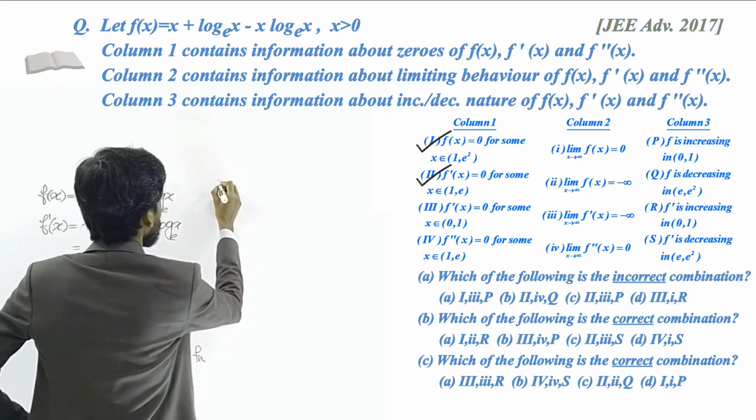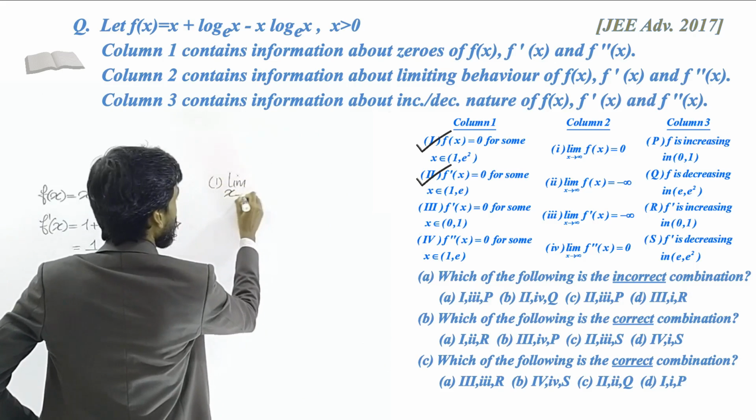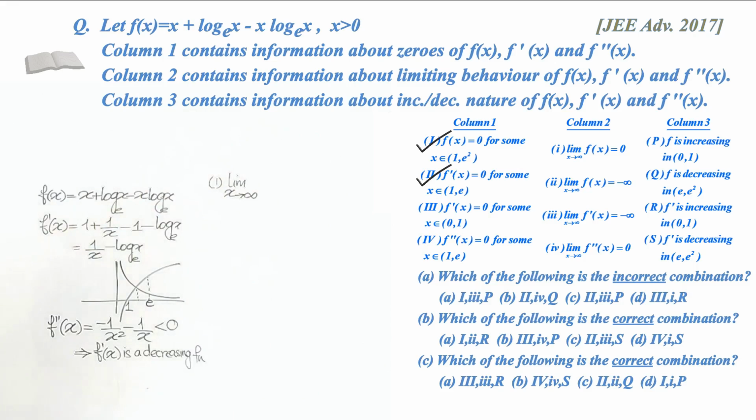So the first question is limit x tends to infinity f of x, right? f of x is this function. What is the value of this function as x tends to infinity? So infinity minus infinity. That is an indeterminate form, right? So we have to try something else. We should not directly substitute.